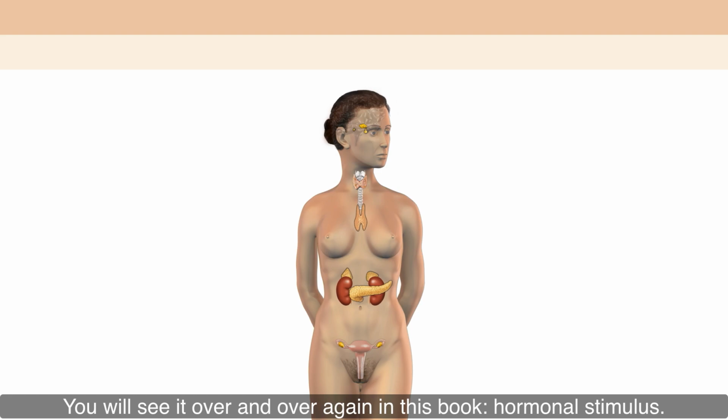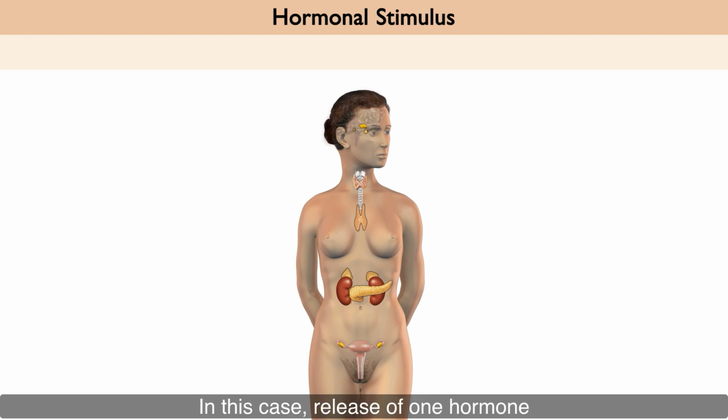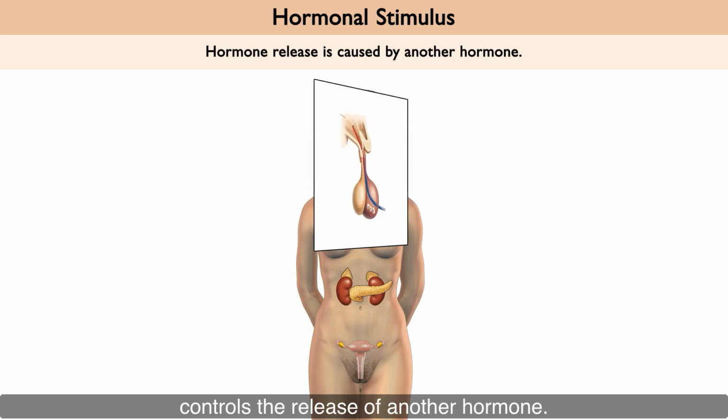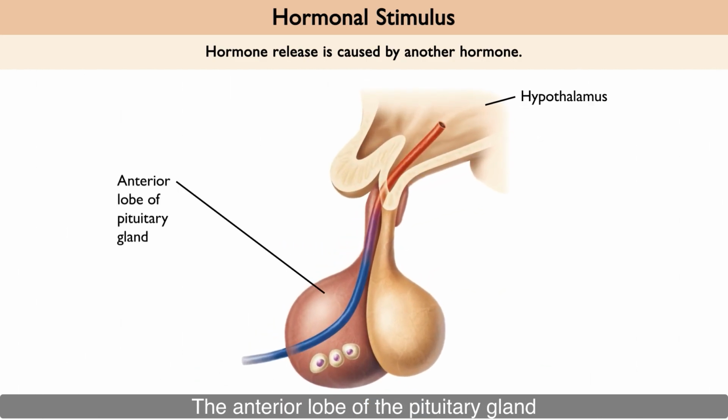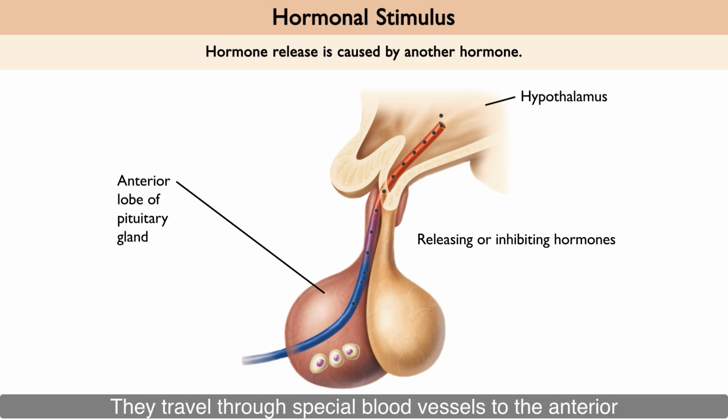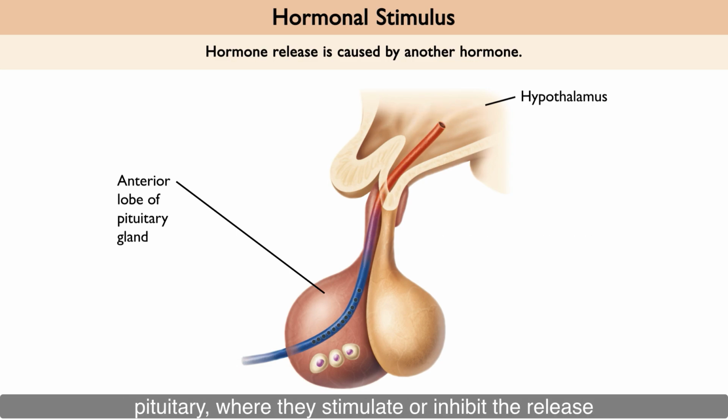You will see it over and over again in this book: hormonal stimulus. In this case, release of one hormone controls the release of another hormone. The anterior lobe of the pituitary gland releases 6 different hormones, and each of them uses this pattern. In this case, releasing or inhibiting hormones are first secreted by the hypothalamus. They travel through special blood vessels to the anterior pituitary, where they stimulate or inhibit the release of anterior pituitary hormones.